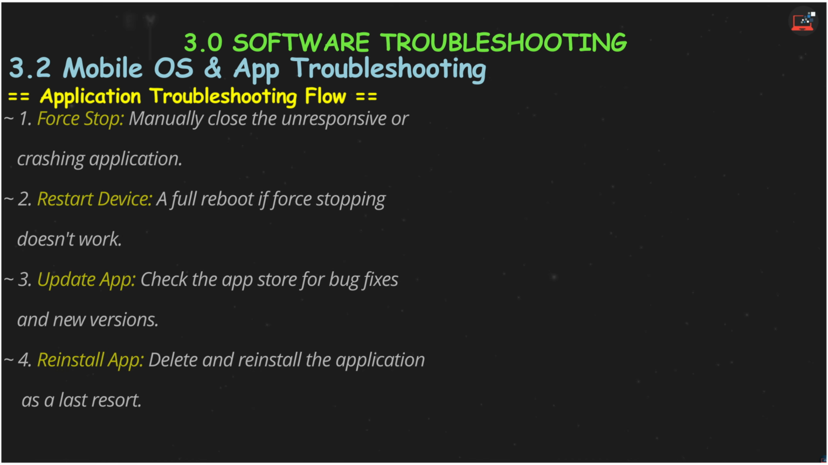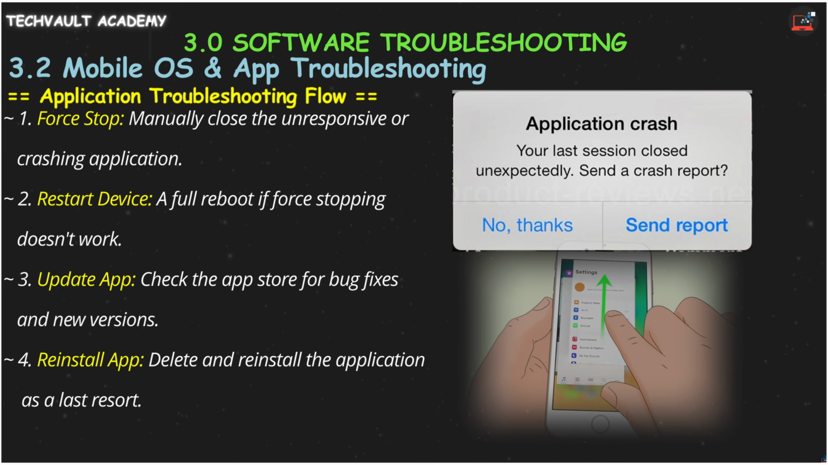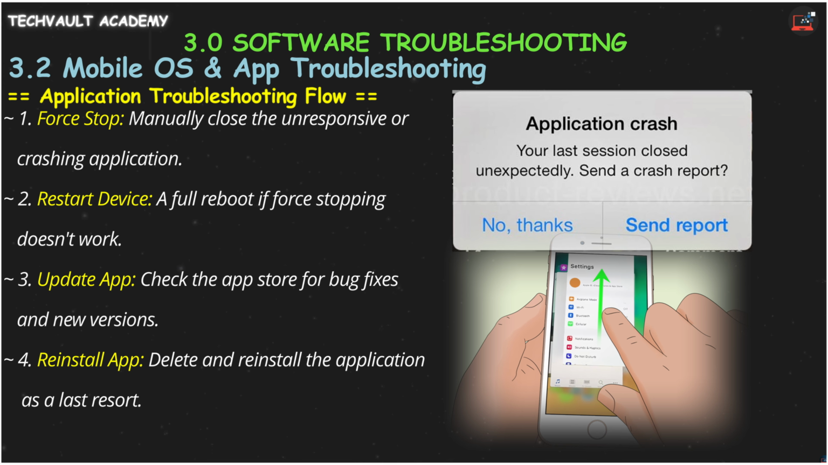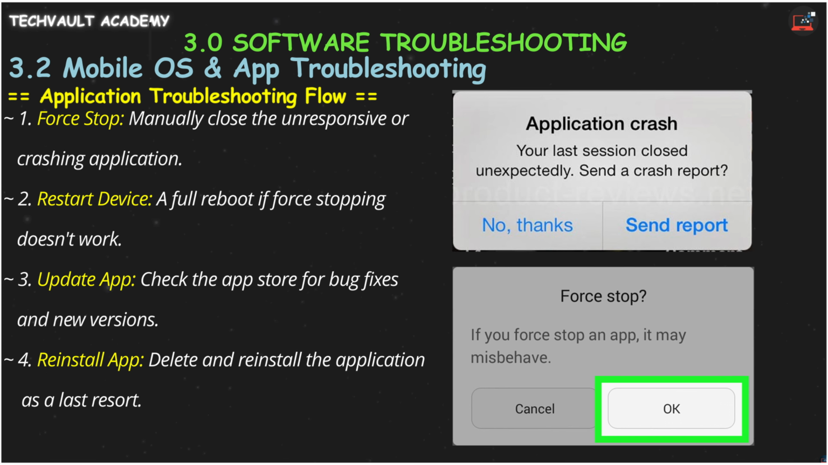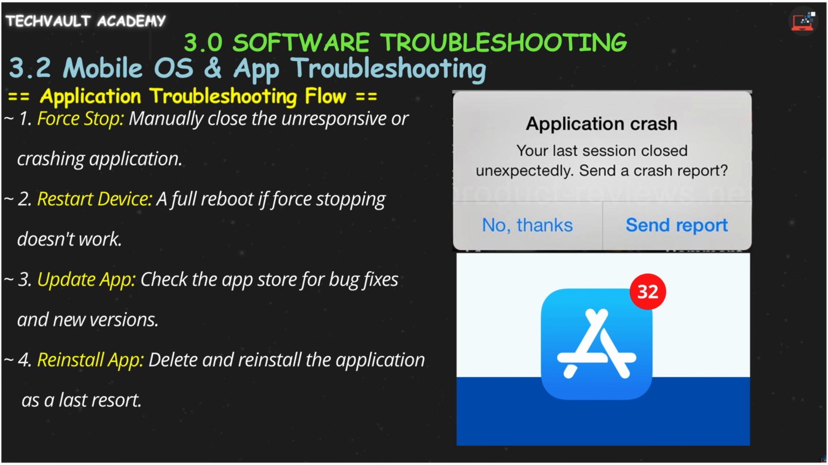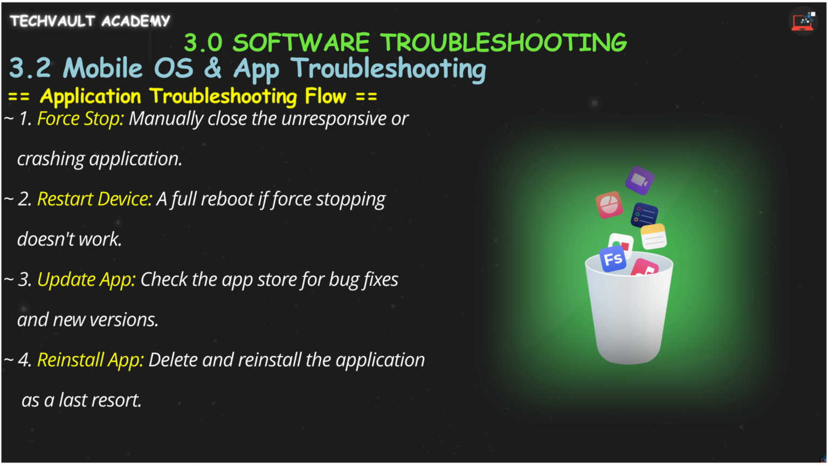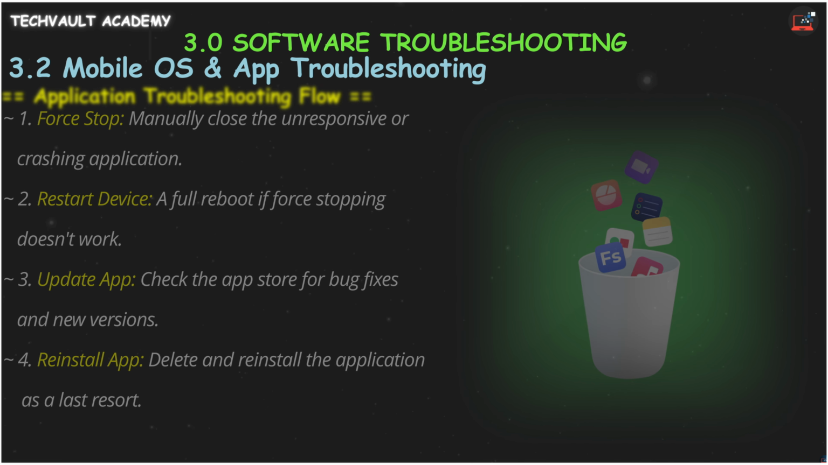If an app fails to launch, crashes, or is just slow and unresponsive, your first step is to force close it. On an iPhone, you'll swipe it off the screen. On Android, you'll use the Force Stop button in the app settings. If that doesn't work, restart the phone. If the problem persists, check for an update in the App Store, as it might be a known bug the developer has already fixed. As a last resort, uninstall and reinstall the app completely.